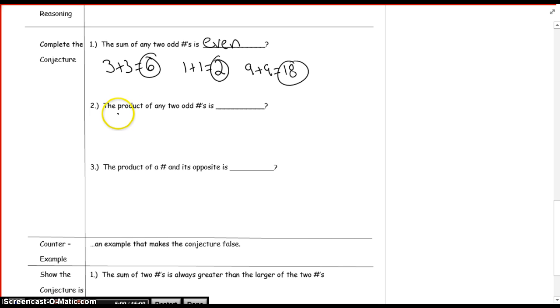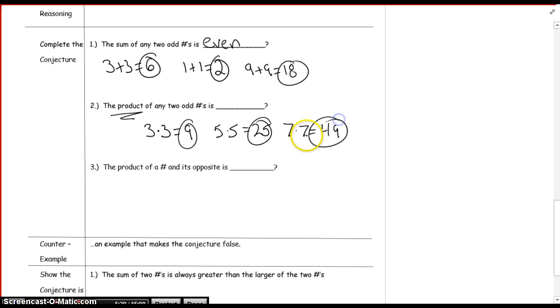Let's take a look at number 2. It says the product, or again, multiplication, of any two odd numbers is going to be what? Let's use some numbers. Two odd numbers: 3 times 3. Well, that's 9. What else do we have? Maybe 5 times 5. That's 25. And 7 times 7 equals 49. So what do we notice between 9, 25, and 49? Those are all going to be odd numbers.